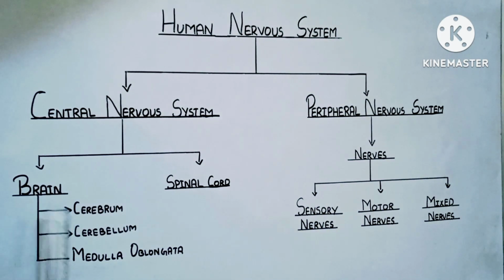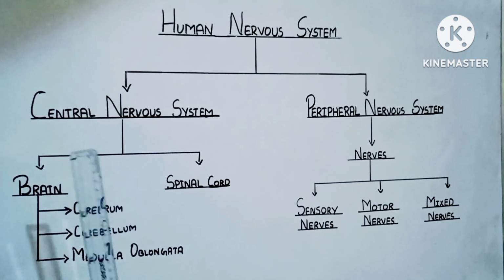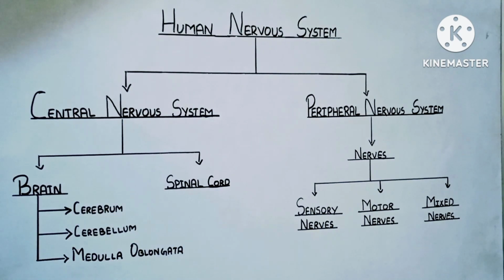The brain is the most powerful organ in the human body. It is located in the head and it is protected by the skull. This brain has three parts: cerebrum, cerebellum and medulla oblongata. These three parts play a very important role in the brain.